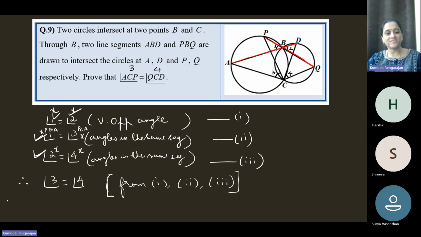x, x, x, x. So 3 is equal to 4. You can see 3 is x, 4 is also x. So 3 is equal to 4. This result follows from the results 1, 2 and 3. From 1, 2 and 3, angle 3 is equal to angle 4, and that's what we have to prove. ACP is equal to QCP. All right? Okay.